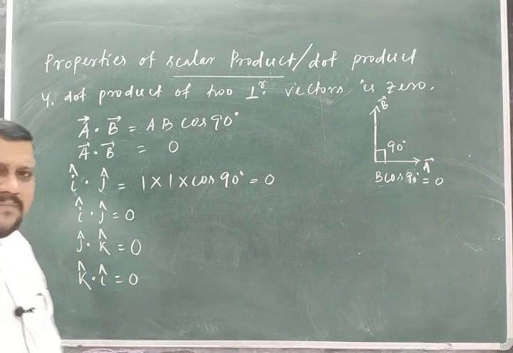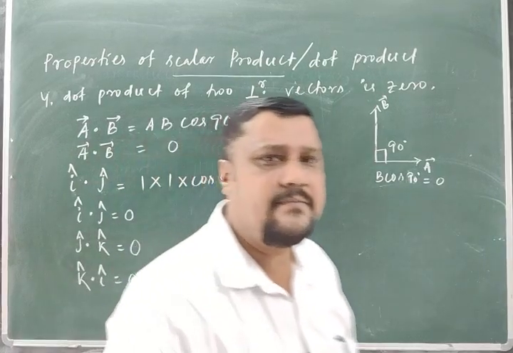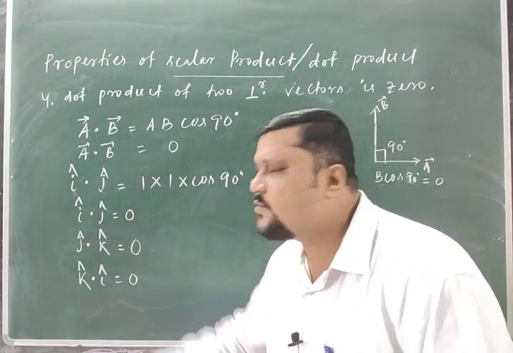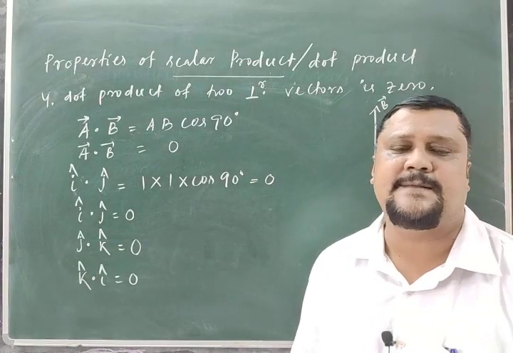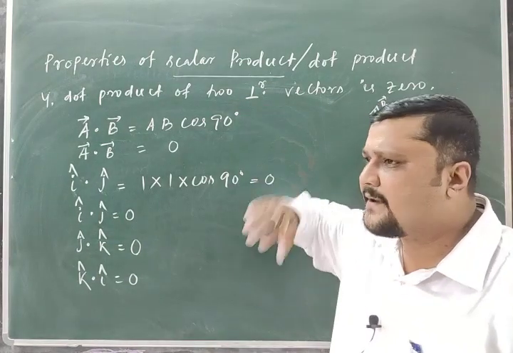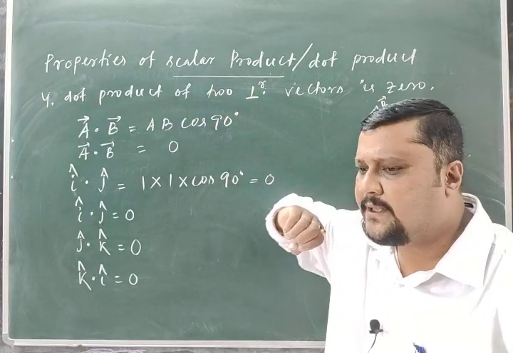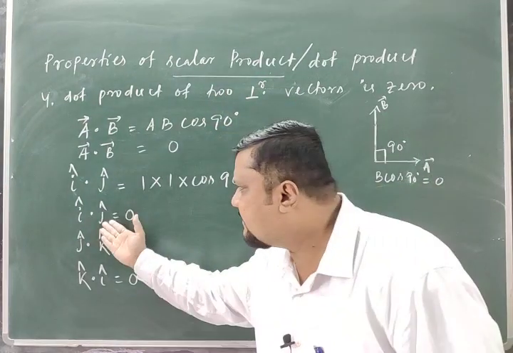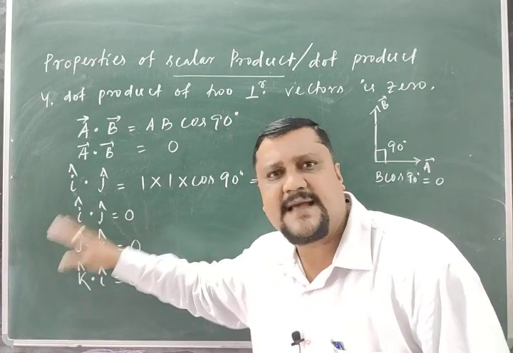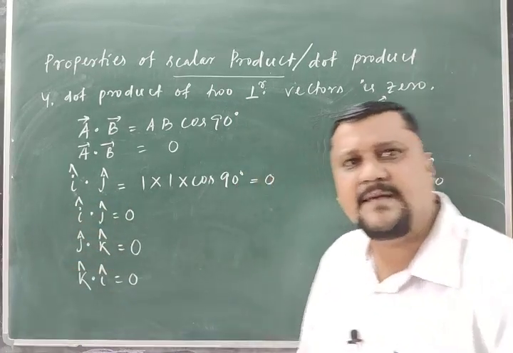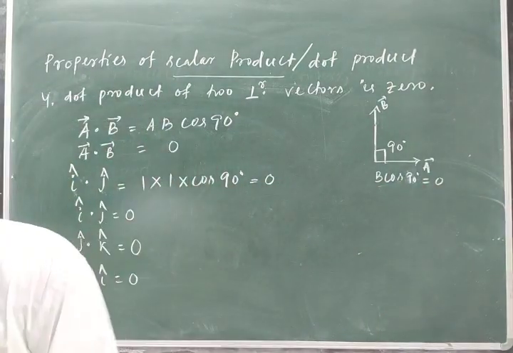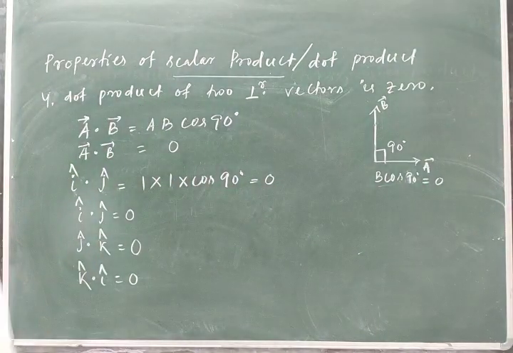Suppose I ask you what is j cap dot i cap? I have written i cap dot j cap equal to 0 here, but if I ask you what is j cap dot i cap, what will you say? It is also 0, because as per the first property, the dot product is commutative. If you write i cap dot j cap or j cap dot i cap, both are the same thing because it is commutative. So this is the fourth one.